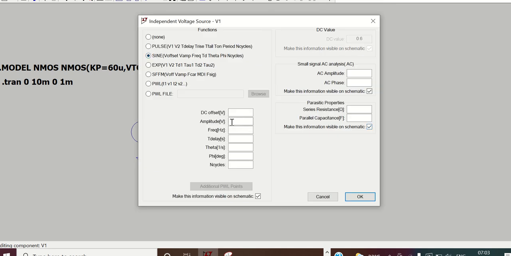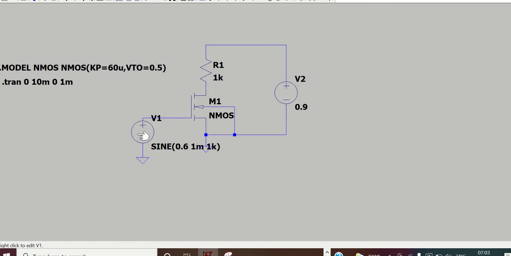A sine wave I will give. DC offset I will give 0.6. Amplitude I will give 1 milli. Frequency I will give 1 kilo. I'll click OK. So now instead of DC, this has become a sine wave, with 1 millivolt amplitude. How this waveform will look is very important.